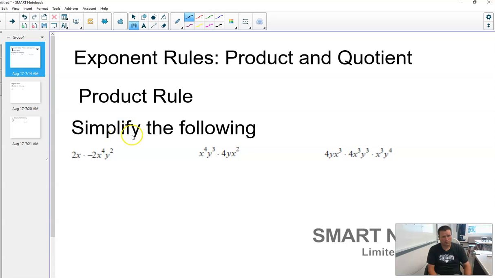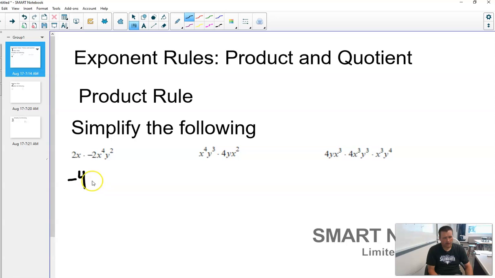This is, again, our product rule. The product rule is whenever we have two objects that are multiplying each other. When we have those two things multiplying, we're going to take the coefficients first. So my coefficients on this first one are the 2 and the negative 2. I'm just going to multiply those together. So 2 times negative 2 gives me negative 4.